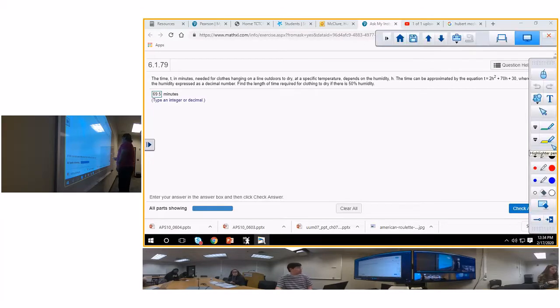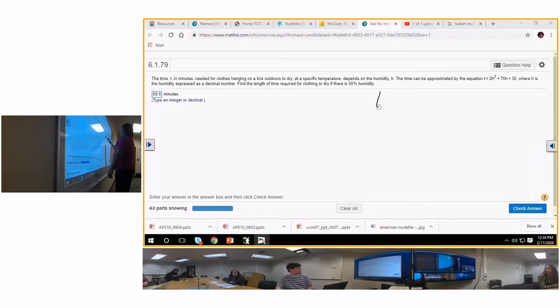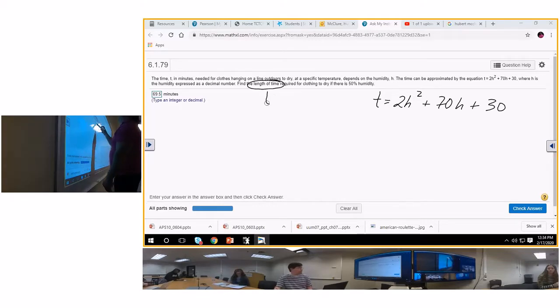T is equal to 2H squared plus 70H plus 30. And they want to know, find the length of time. Length of time is T. Find T if the humidity is 0.5. So that means you've got to plug in 0.5.